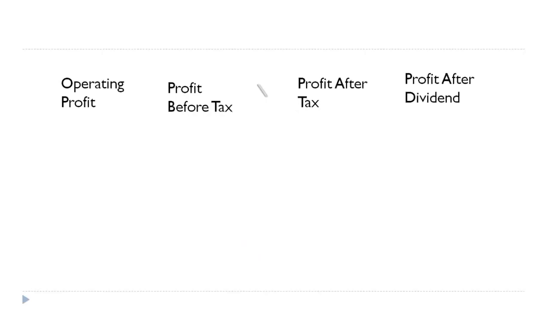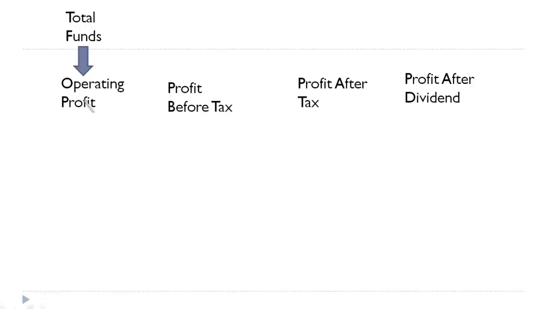So again, I'll give you those four types of profit. One is operating profit, profit before tax, profit after tax, and profit after dividend, right? We are concerned about the funds generated out of total business. So total business means total assets. Total assets is out of total funds. So we are concerned about total funds. When I say total funds, that includes both the owner's fund and outsiders' fund.